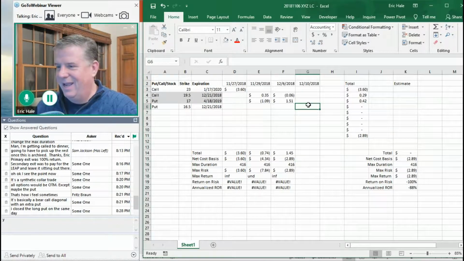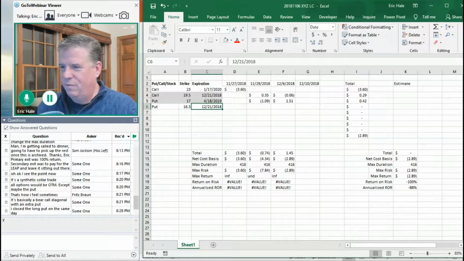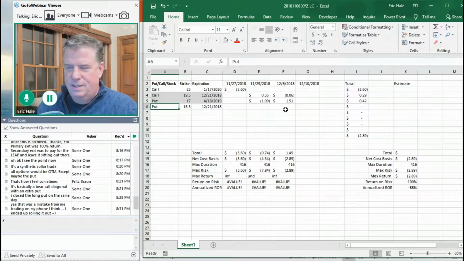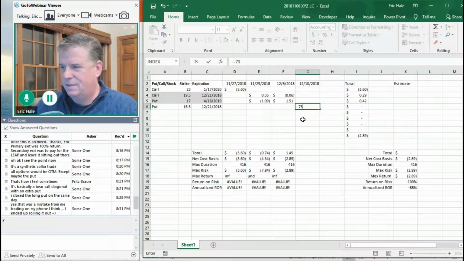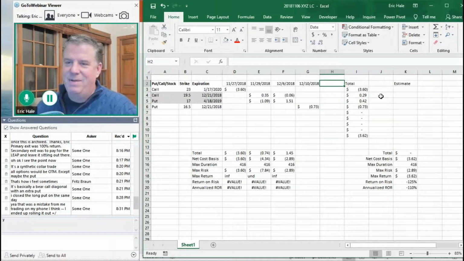Did I get everything? Wait. Yeah, we closed the put. Okay. 12/21 expiration. 1650 is the strike. It was purchased for a debit of 73 cents. And then in the same day, so now I'm getting close to my end.